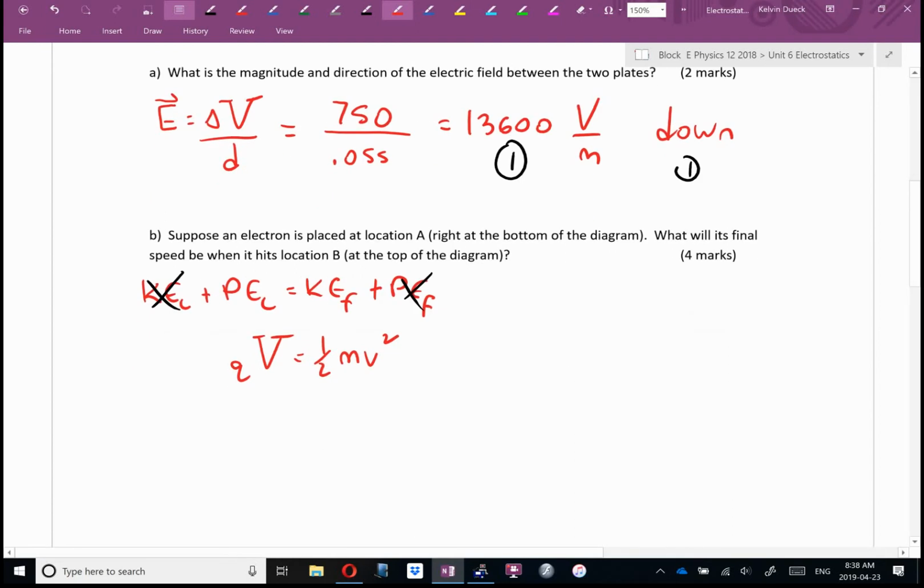They want the speed. So Ibrahim, I think I'm going to times by 2, divide by m, square root. I think the speed is going to be times by 2, divide by m, square root.